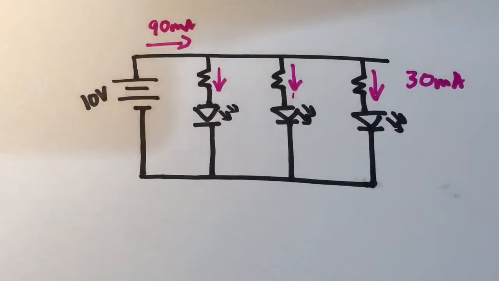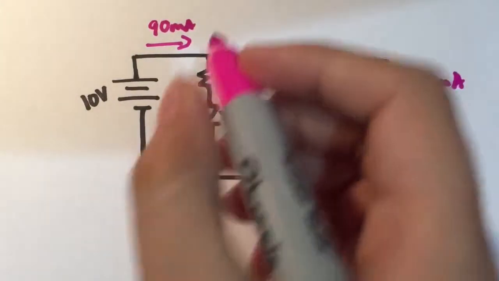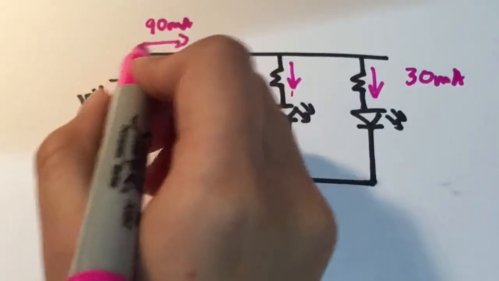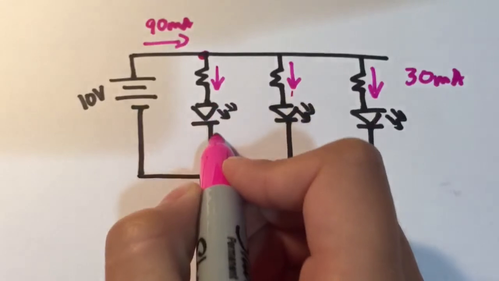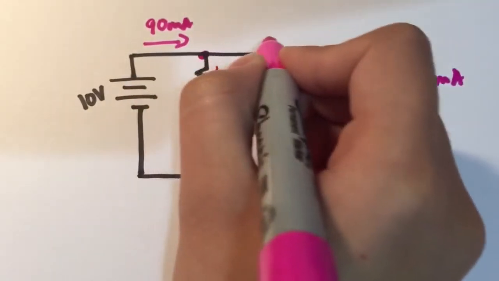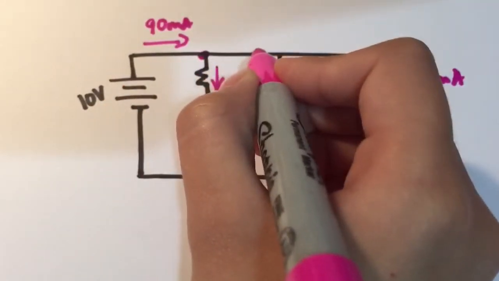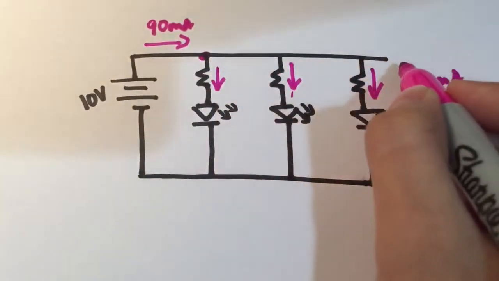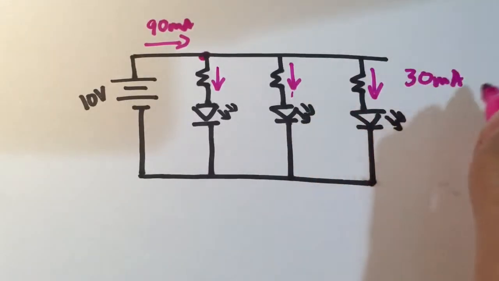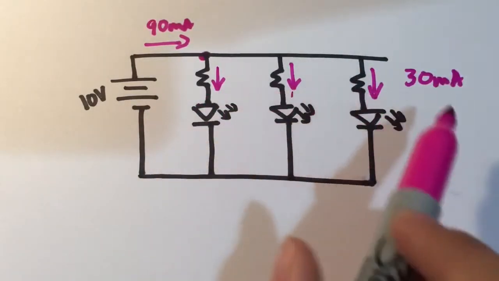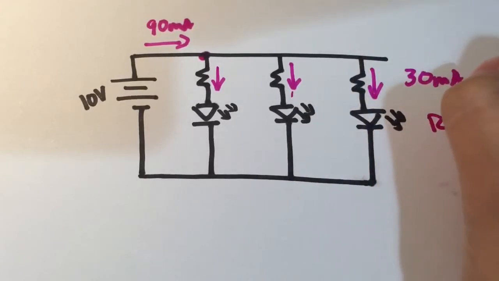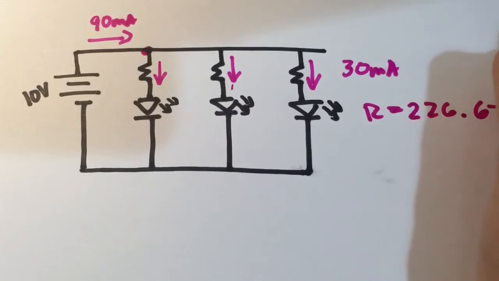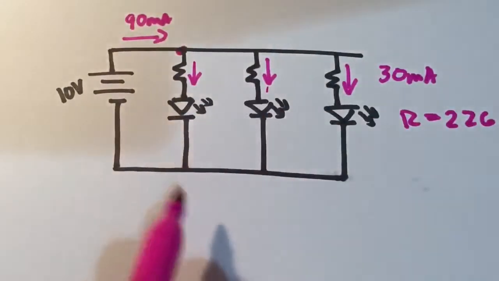Why are we doing this? Why are we adding? This is because in each node here, when it passes through here, it will leave just 30. So now here we're gonna have the rest of the current left, and a part of it will go through here, and the rest of the current will go through here. So now that each one has 30 milliamperes, and the resistance is the same as the one we calculated before, 226.67 ohms, these LEDs will work correctly.